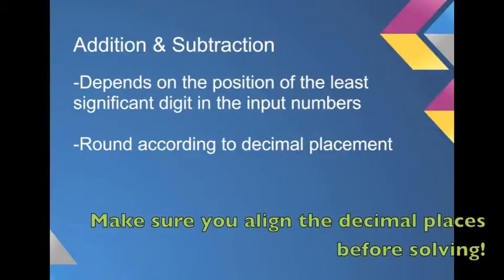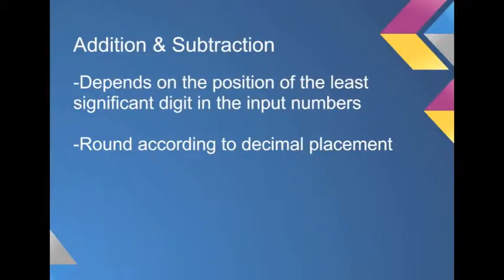So how do I add and subtract sig figs? When solving, it depends on the position of the least significant digit, and you round according to the decimal placement.